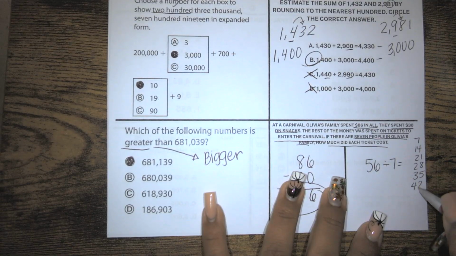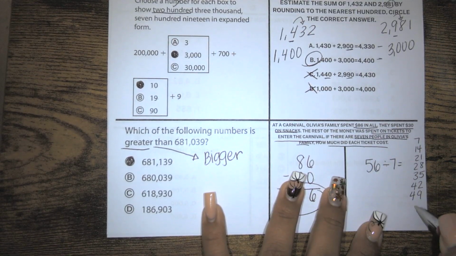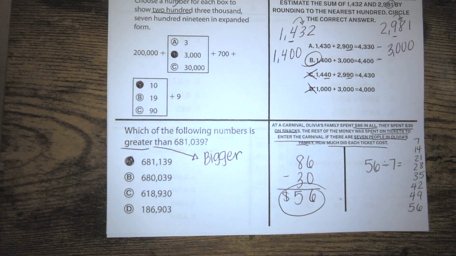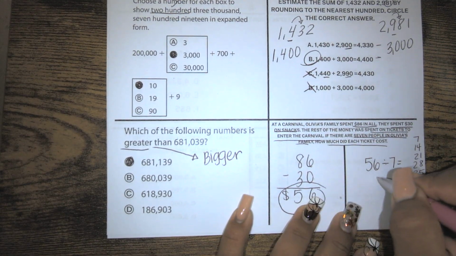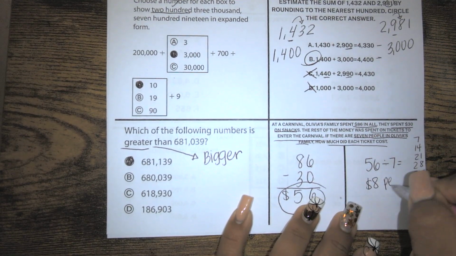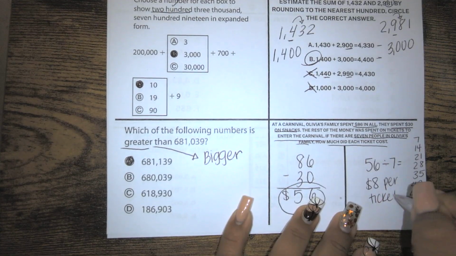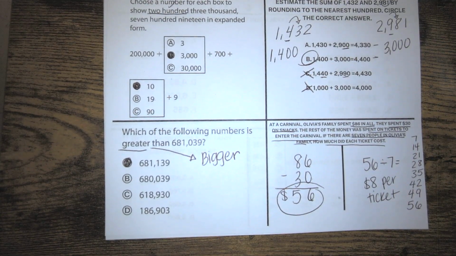35, 42, 49, 56. My answer is the amount of jumps that I took. What is my answer? 8. So $8 per ticket. That's how much each ticket costs. I broke down first to figure out how much was spent. Then I divided that remaining by how many people went, and that told me how much each ticket for each person costs. Very nice.